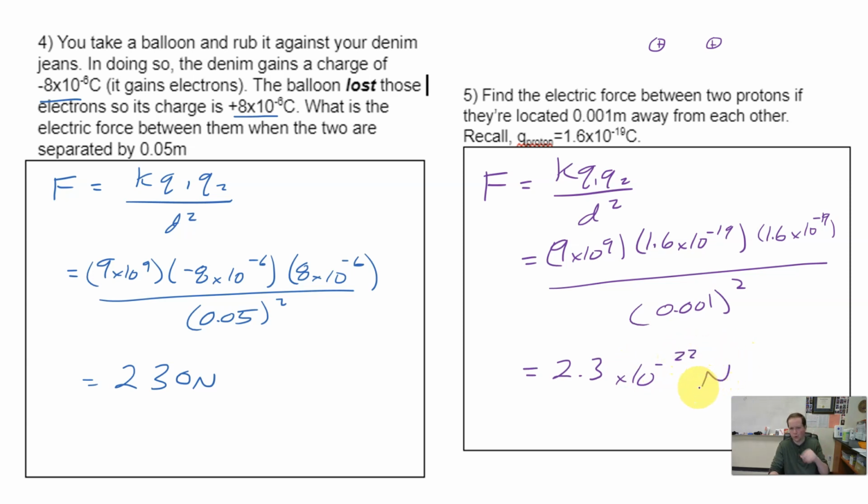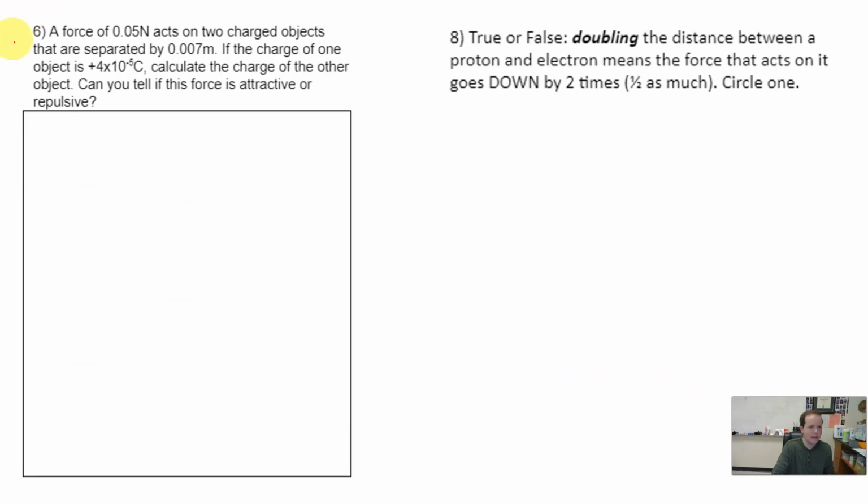Okay, remember, protons are also really, really tiny. So for them, this might actually be a significant force, but it is a really tiny number with that scientific notation there. Okay, that's number 5. Next one, moving on. Number 6, it's asking if you're given the force between 2 charged objects and you're given the distance to find the charge of one of them.